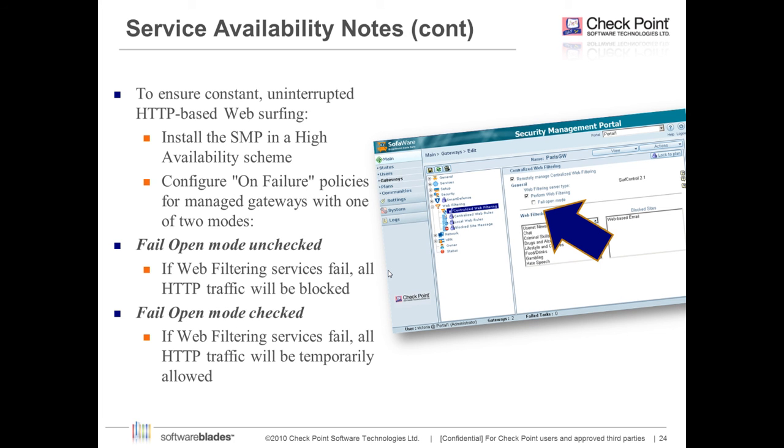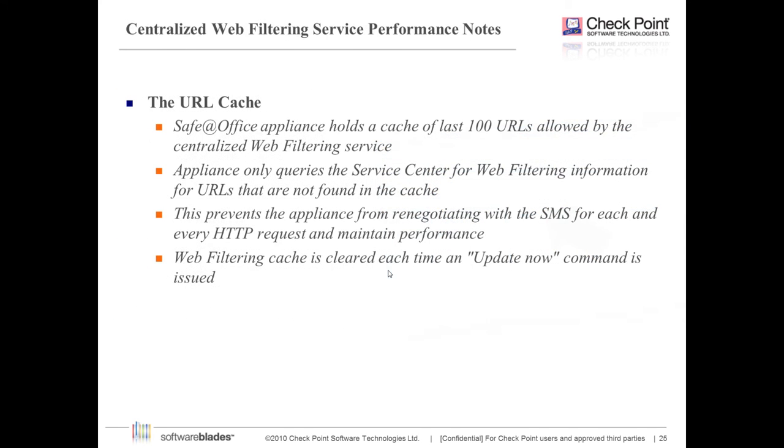To ensure constant uninterrupted HTTP-based web surfing, install the SMP and a high availability scheme. Configure on-failure policies for managed gateways with one of two modes. Fail open mode unchecked: if the web filtering service fails, all HTTP traffic will be blocked. Fail open mode checked: if the web filtering service fails, all HTTP traffic will be temporarily allowed.